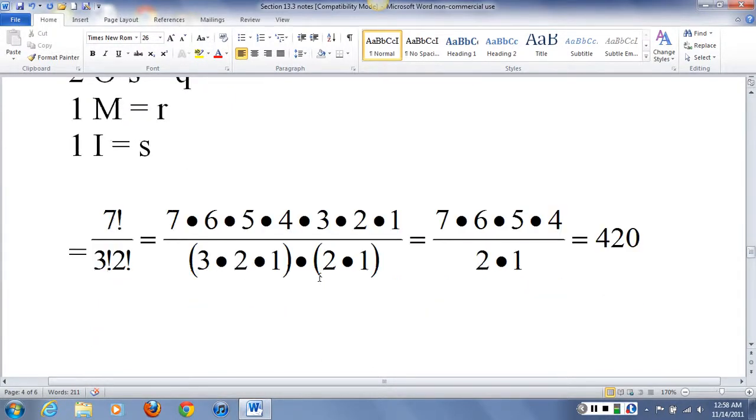And again, what happens here is my 2 and my 1. Let me draw this out just in case there's any questions. My 2 here cancels, my 1 cancels, and this 3 cancels with this 3. That's how I get this set up. And as I said, it's 420.